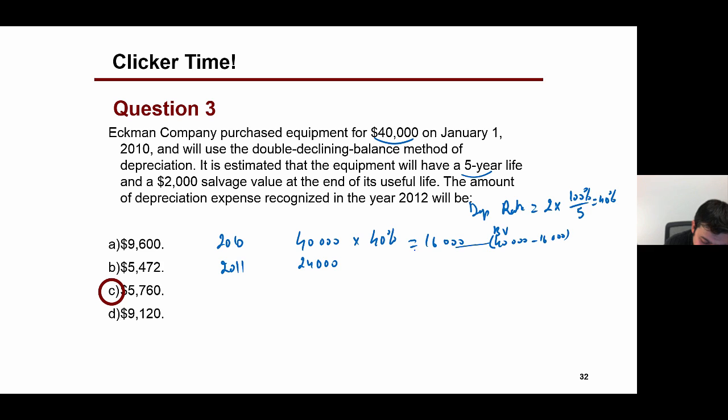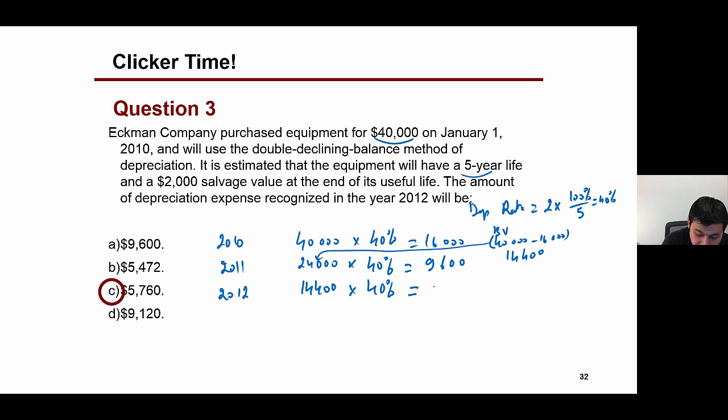So here 24,000 is the new book value. This is the same as here. Once again, we multiply it by 40%. That would be equal to 9,600. As a result, book value would become 14,400. So 2012, the new book value is 14,400 multiplied by 40%, and that would be equal to 5,760. And this is the depreciation expense that is recognized at the end of year 2012.